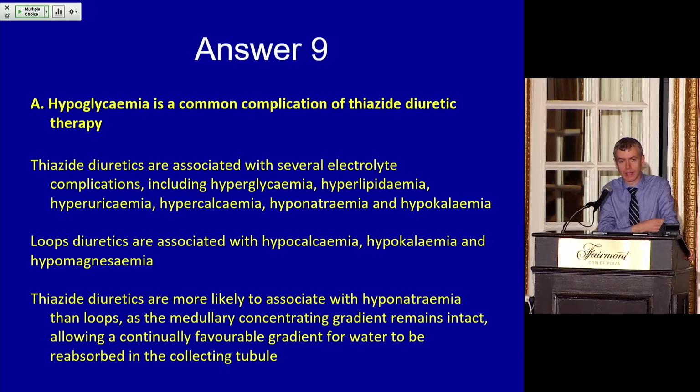And thiazides are more likely to associate with hyponatremia than loop diuretics, as the medullary concentrating gradient remains intact with thiazides, therefore allowing a continually favorable gradient for water to be reabsorbed in the collecting tubule.